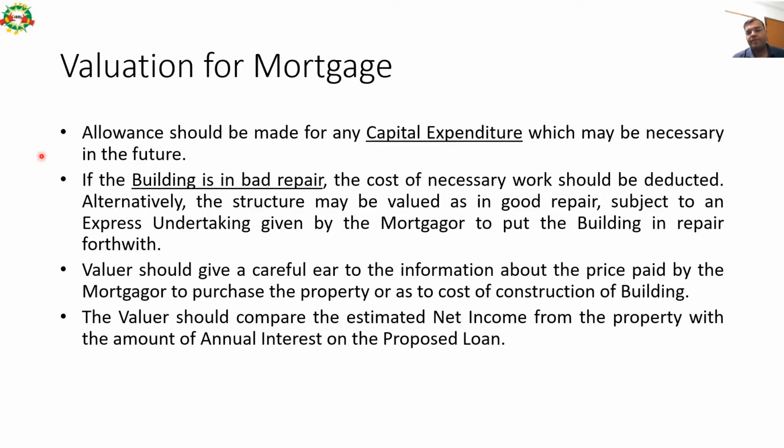Allowance should be made for any capital expenditure which may be necessary in future. We have to consider this when doing valuation of such properties for mortgage purpose. If the building is in bad repair or bad condition, the cost of necessary maintenance work should be deducted. Alternatively, the structure may be valued as in good repair, subject to an express undertaking given by the mortgagor to put the building in repair forthwith.